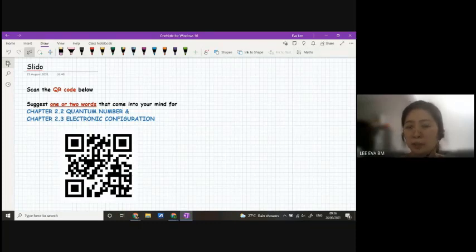So can you please scan this QR code? So when you scan the QR code, it will pop up some blank space for you to write out the keywords. So keywords apa yang awak ingat dalam chapter 2.2 dengan 2.3.